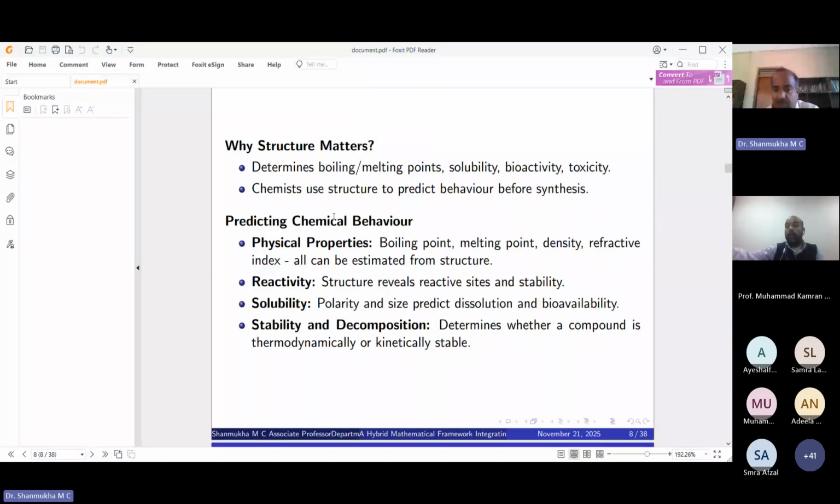Then reactivity. Structure reveals reactive sites and stability. Solubility. Polarity and size predict dissolution and bioavailability. Then stability and decomposition determines whether a compound is thermodynamically or kinetically stable. So these all represent predicting the chemical behavior of the molecular structure or chemical compound.